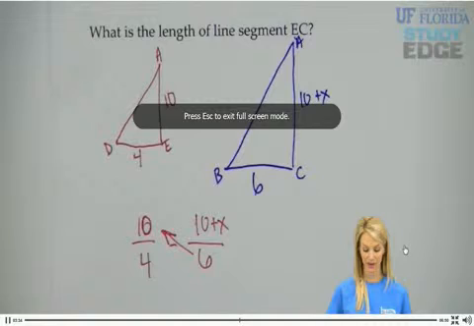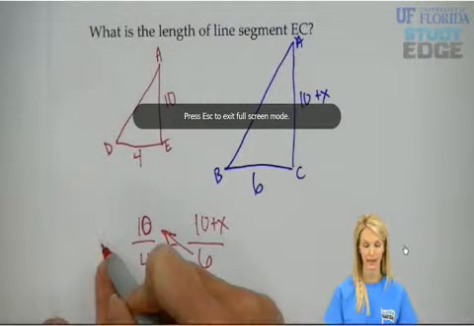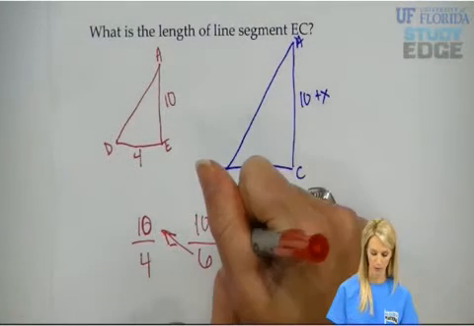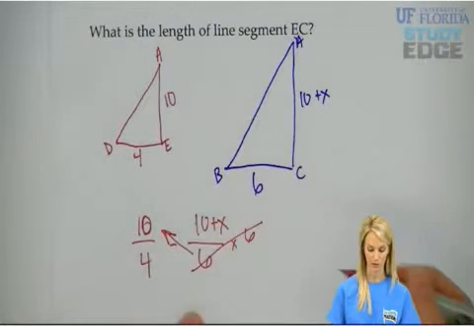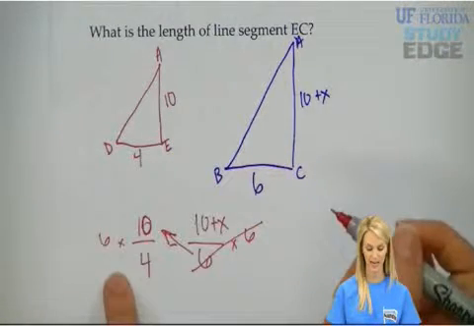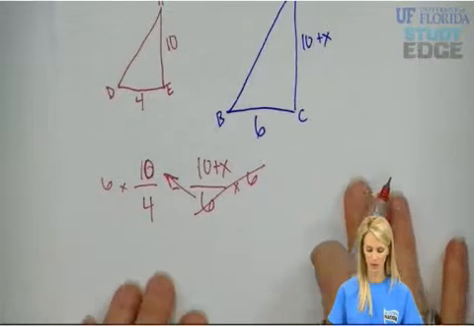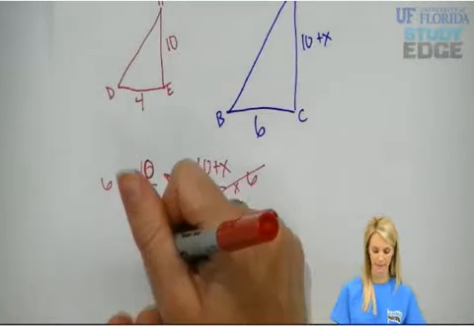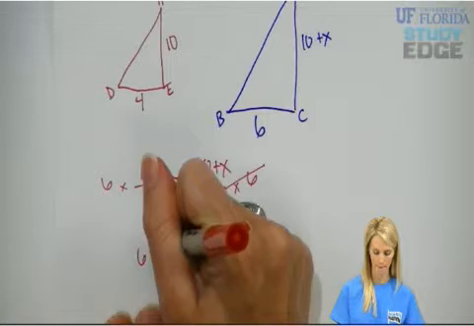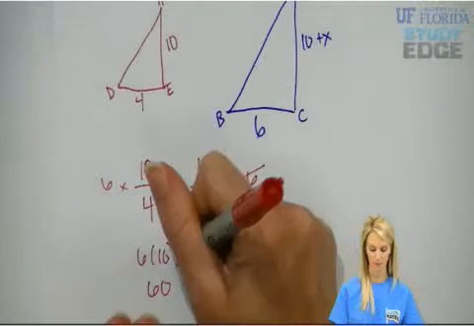Remember, that's the same thing as saying I'm multiplying by 6 and I'm multiplying by 6, right? If I multiply this side by 6, that gets rid of my 6 here, and whatever I do to one side, I have to do to the other. That's what that's doing right there. So we get 6 times 10. 6 times 10 is equal to 60.